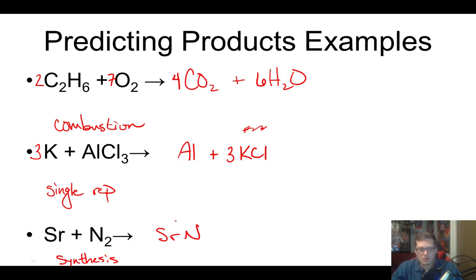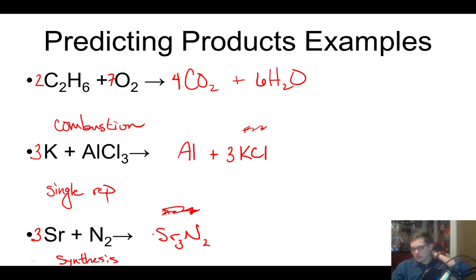So strontium is an alkaline earth metal, so it has a charge of 2+. Nitrogen is a nonmetal. It's over there, in that group next to oxygen, so it's going to be 3-. We crisscross, so the 3 comes down here for the strontium, 2 comes down here for the nitrogen. Good to go. Now we're just going to balance it, so we're going to put a 3 here for that strontium. Nitrogen's 2 nitrogens, you're done.